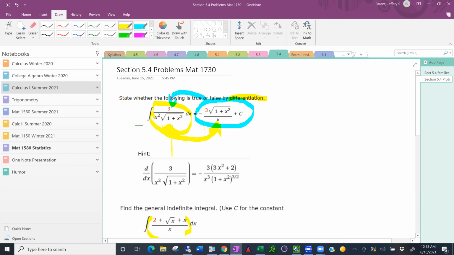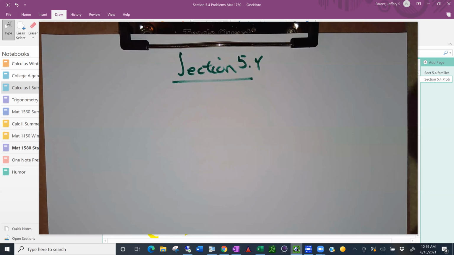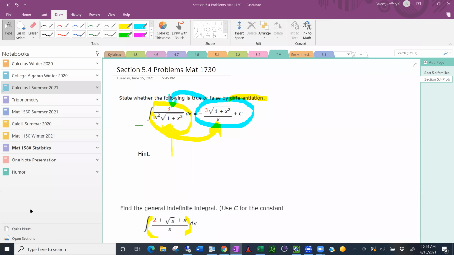So if we differentiate what's in blue, we should see if we get what is circled in yellow, the function here, the integrand. So let me get rid of this, because that's wrong. We need to differentiate this and see if we get what's in the integrand. So let's go. And this is just some good work and practice with differentiation. I'm going to start out with -3 times the square root of 1 plus x squared over x plus a constant. And we'll differentiate that and see what we get.